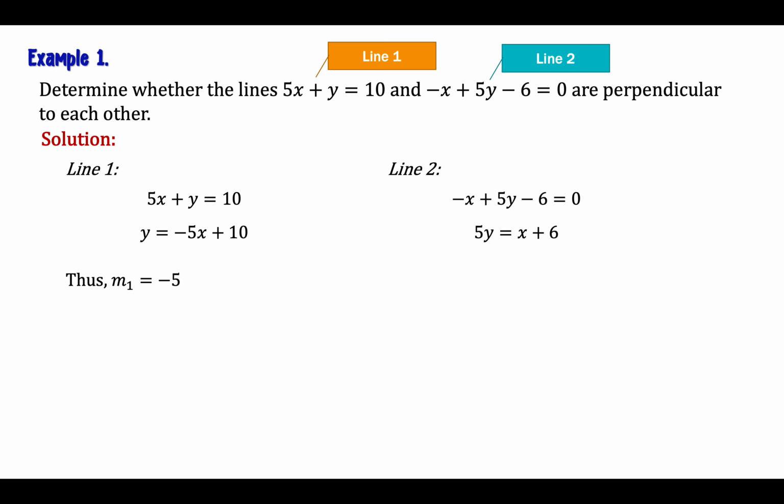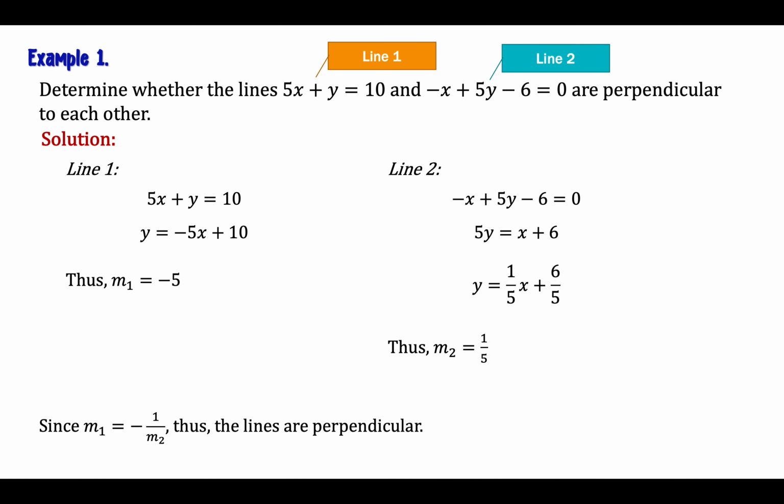For line 2, if we transpose negative x and negative 6 to the other side, we'll have x plus 6, which is equivalent to 5y. Then, dividing both sides by 5, we have y is equal to 1/5 x plus 6 over 5. So we have m sub 2 equal to 1/5. 1/5 is the negative reciprocal of negative 5. Therefore, the lines here are perpendicular, or L sub 1 is perpendicular to L sub 2.